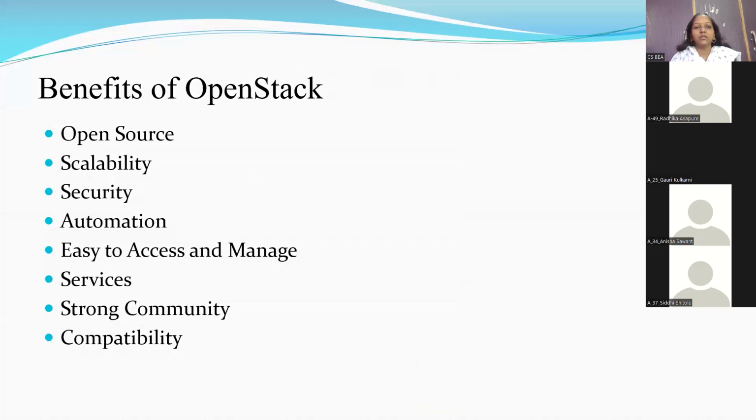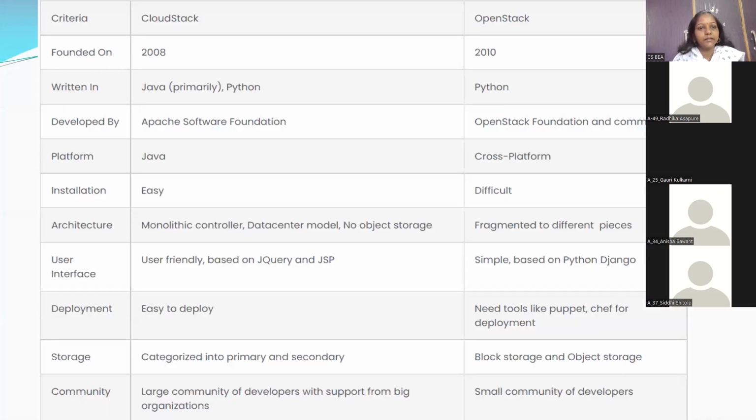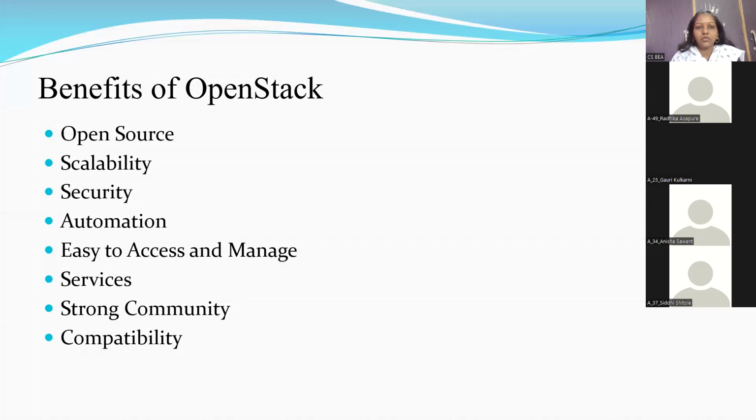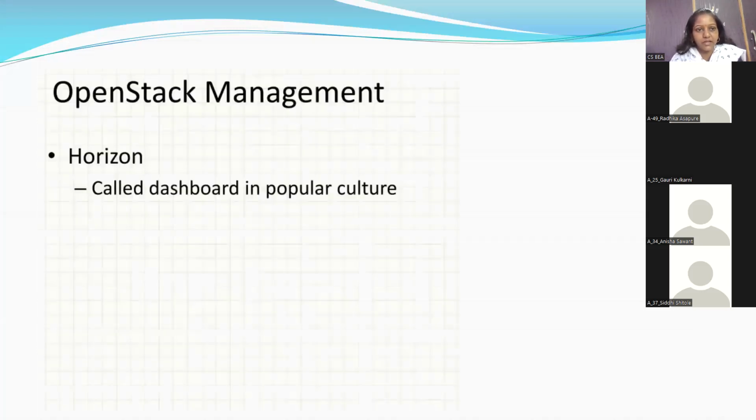Then we came to the different benefits of OpenStack, that is, it is open source, then the scalability, security provided by OpenStack, automation, easy to access and manage, the services provided, strong community, and the compatibility. So these are some of the advantages of OpenStack. So this much part we have seen in our last lecture.